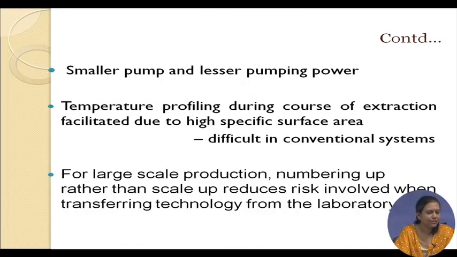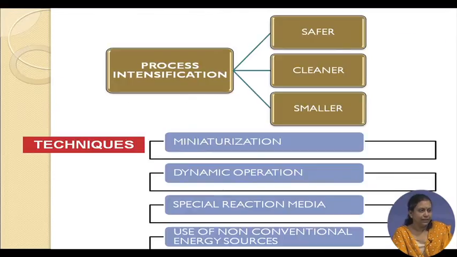Since for large scale production we go for numbering up, it reduces the risks involved when transferring technology from the laboratory to the commercial scale, which, as engineers, we always see as quite a challenge. So, with all these applications, in a nutshell, what do we find? We find that microreactors provide a large surface to volume ratio, as a result of which it intensifies different transport processes and also mass transfer limited chemical reactions.